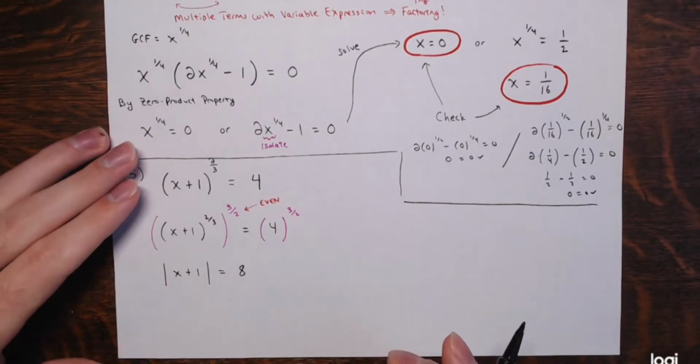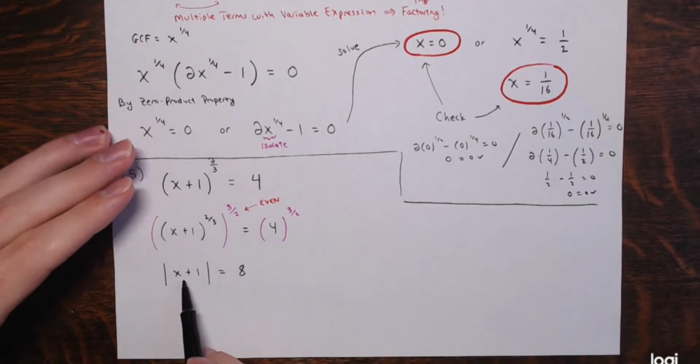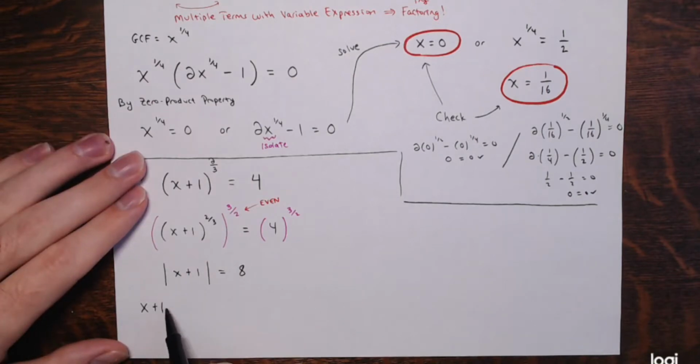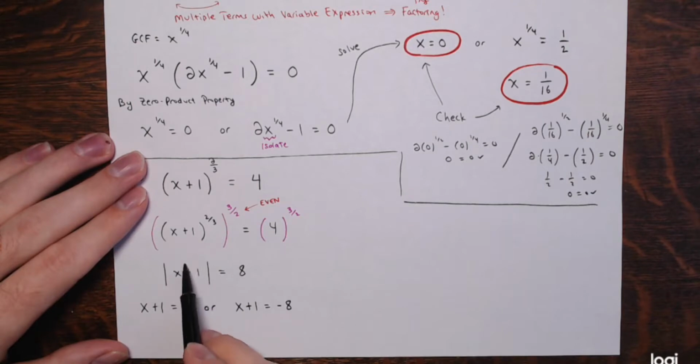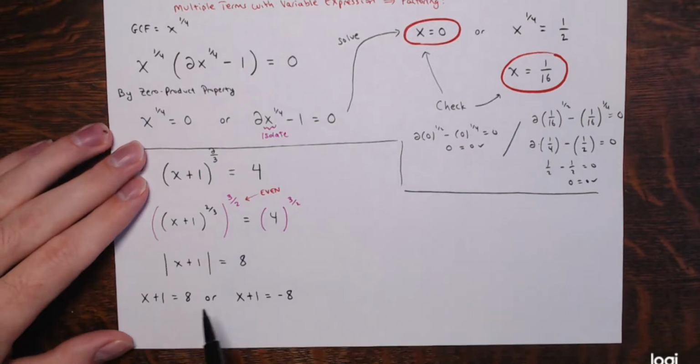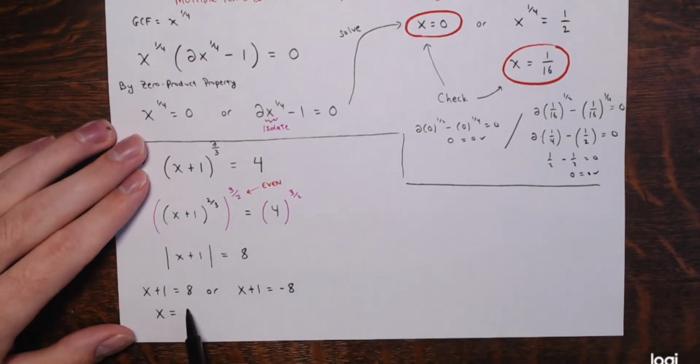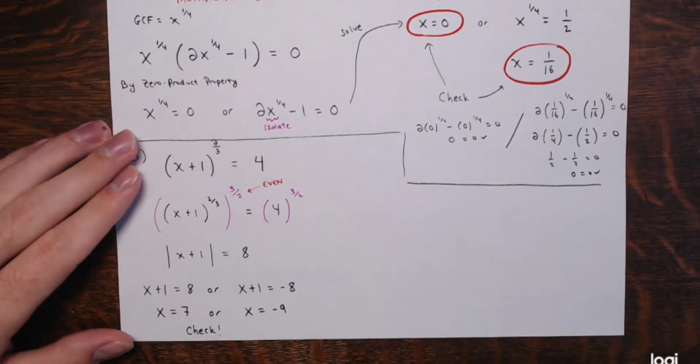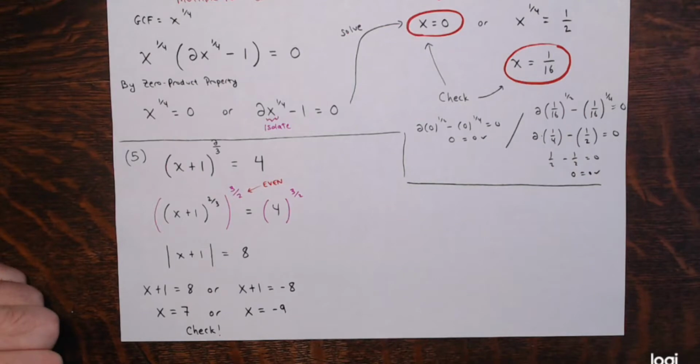All right, and then we just have to think of, what numbers have an absolute value of 8? Well, 8 or negative 8. So this number inside the absolute value symbol can either be 8 or negative 8, and then I solve these, subtracting 1 from both sides. Here we get x equals 7 or x equals negative 9, and don't forget to check them back in the original equation. Again, I'll do these out loud.